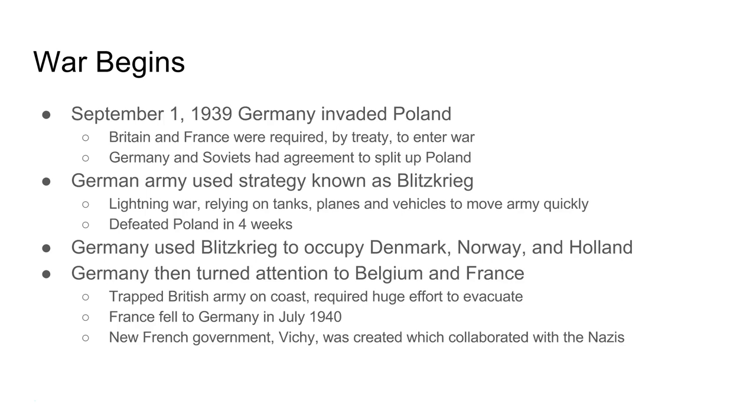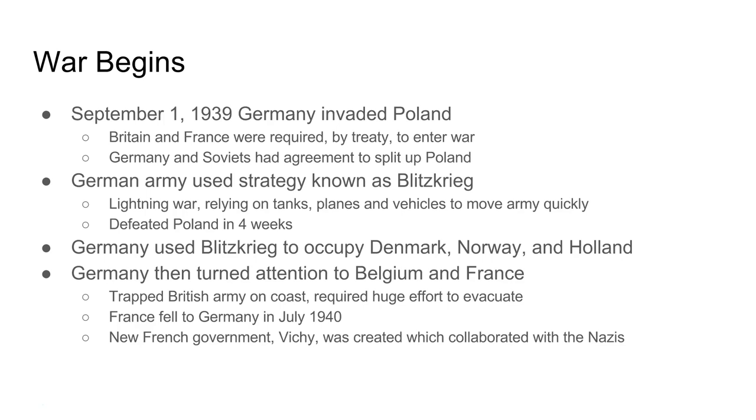And it works incredibly effectively. Within 4 weeks, Poland is defeated, and not only does the western half of Poland go to Germany, but the eastern half, as well as Latvia, Lithuania, and Estonia, go to the Soviets. Germany then quickly turns north and west and occupies Denmark, Norway, and Holland, the Netherlands. And then they look further west to Belgium and France. And they follow very closely the Schlieffen plan that they had before, and they attack using Blitzkrieg very quickly.